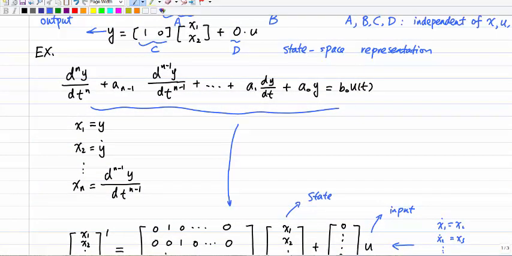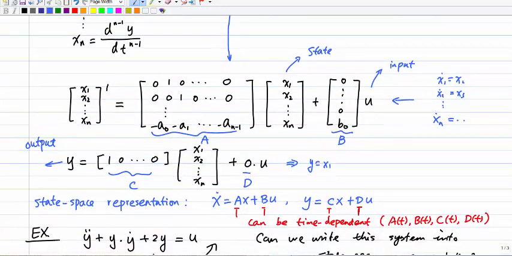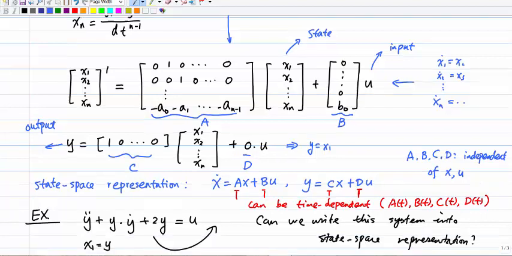This is a linear system because typically your A, B, C, and D can of course be time dependent. They can depend on time, but they will never depend on x and u. So A, B, C, and D are independent of my state and also input. They could be a function of t, but they cannot be a function of x and u. Otherwise, we call it a nonlinear system.